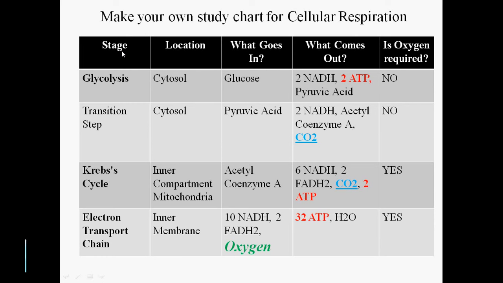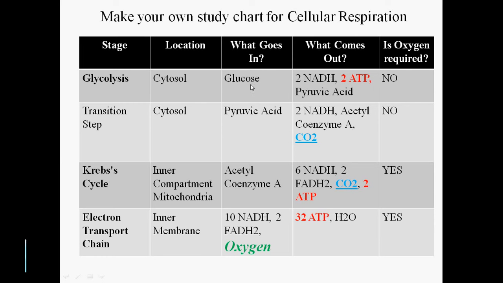You know that there are 3 main stages: glycolysis, Krebs cycle, and electron transport chain. But we also know that there's a transition step that occurs between glycolysis and Krebs cycle. Then put the location that each occurs in. Glycolysis we know occurs in the cytosol. The transition step also occurs in the cytosol. The Krebs cycle occurs in the inner compartment of the mitochondria, and the electron transport chain occurs in the inner membrane of the mitochondria.